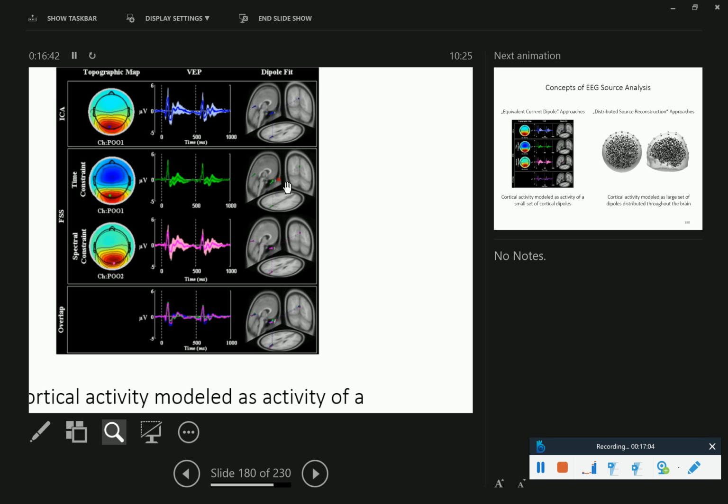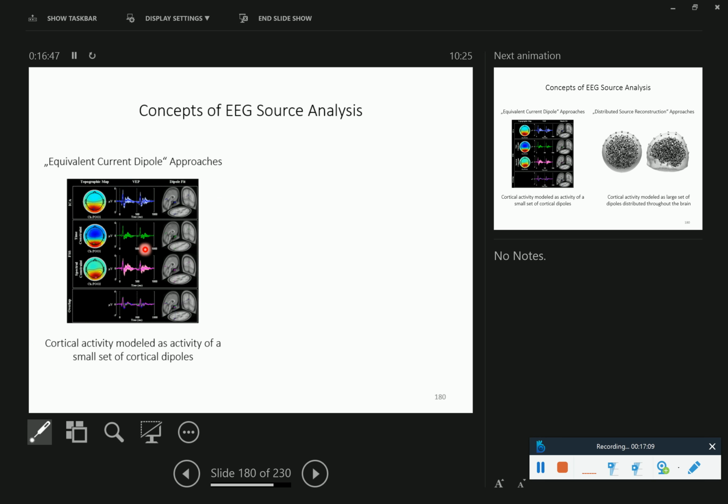Here you see it better maybe. There is a dipole. We will see that larger. And this dipole varies in activity over time and tries to predict this cortical topography, here shown at a single time point. Usually in equivalent current dipole approaches, both the positions and the moments are estimated from the data.